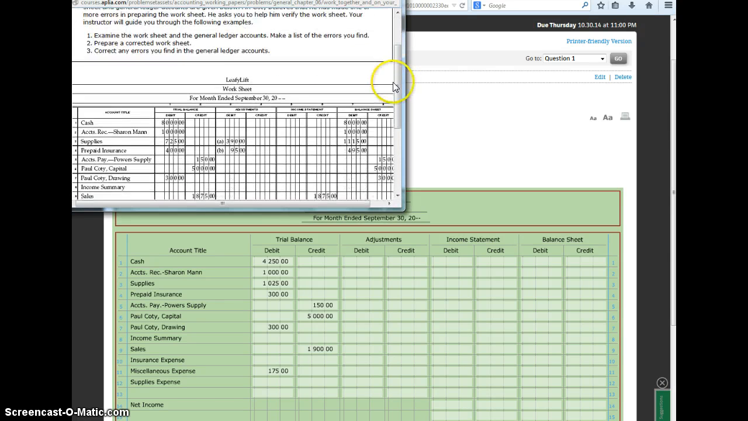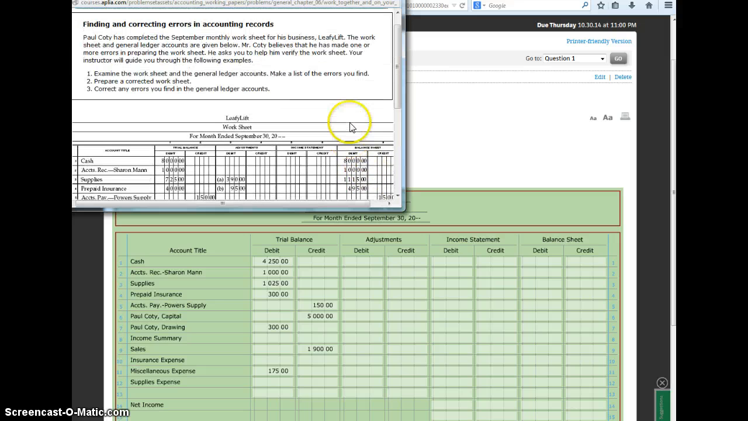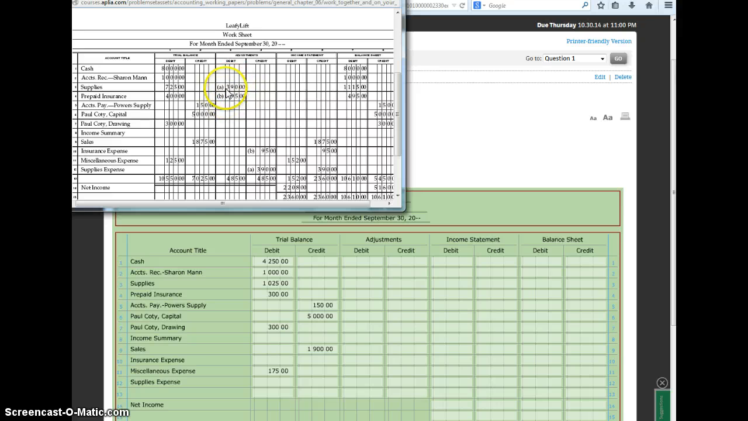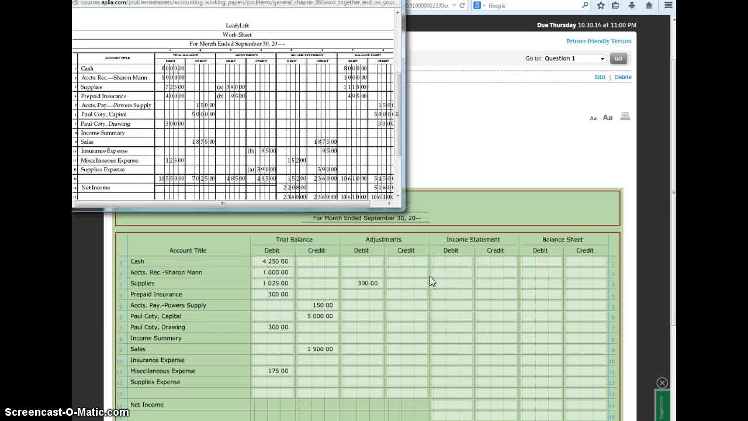So your heading should look very, very similar to what they have. Now, when you go through this, you need to know what your adjustments are. And when you look at your instructions, they don't tell you that. You have to look at your adjustments right here in these two columns. So you know your supplies are going to be for $390, and I just messed that up. So make sure you watch that.